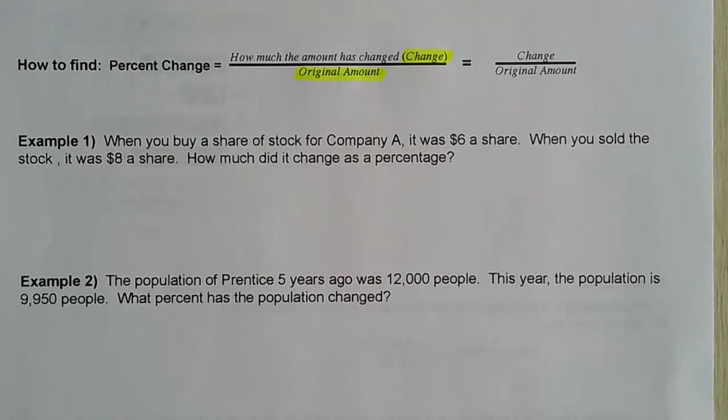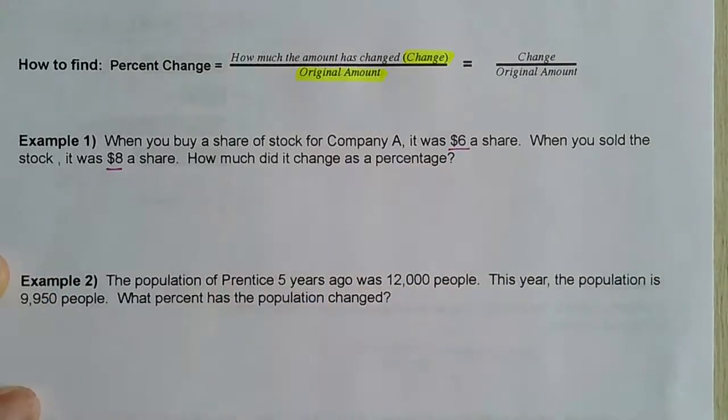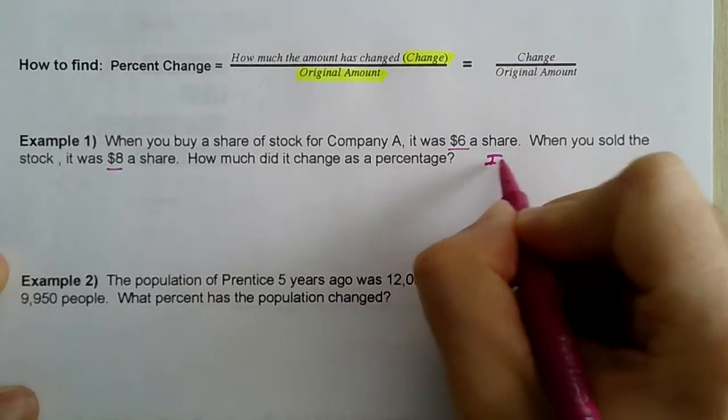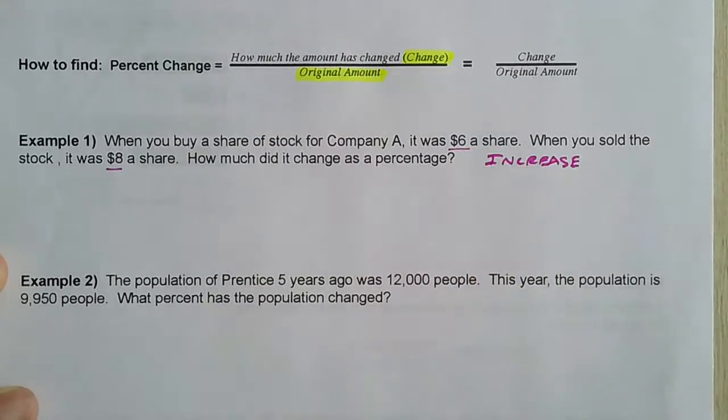So let's look at example 1. When you bought a share of stock for company A, it was $6 a share. When you sold the stock, it was $8 a share. How much did it change as a percentage? The first thing we want to do is identify, are we talking about an increase or a decrease? We went from $6 to $8, so we are talking about an increase in the price of the stock.